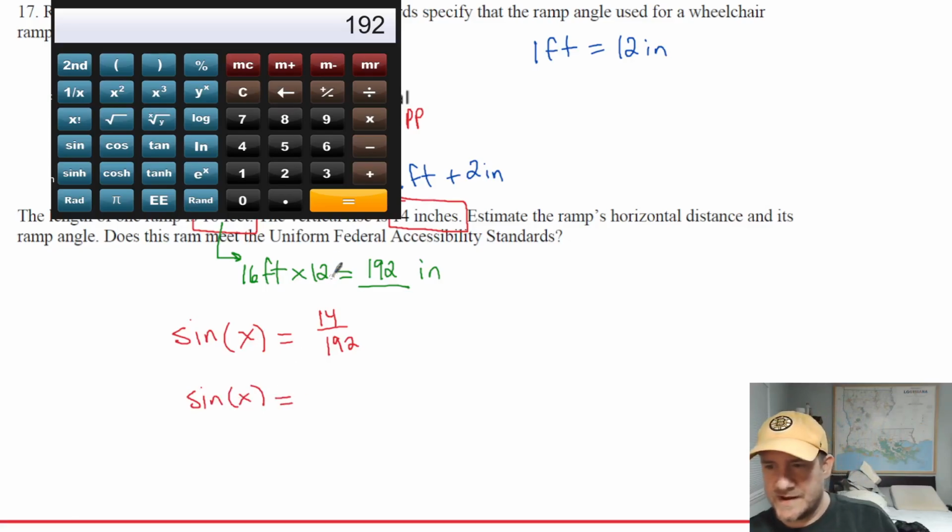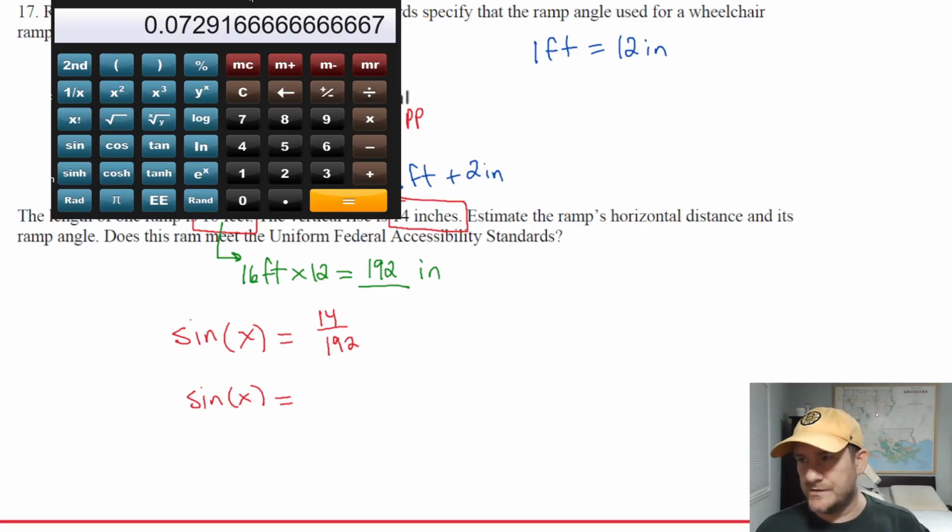And that means that the sine of x has to be, well, whatever 14 over 192 is. Let's find out. I think I did that wrong. 14 divided by 192. 0.0729.